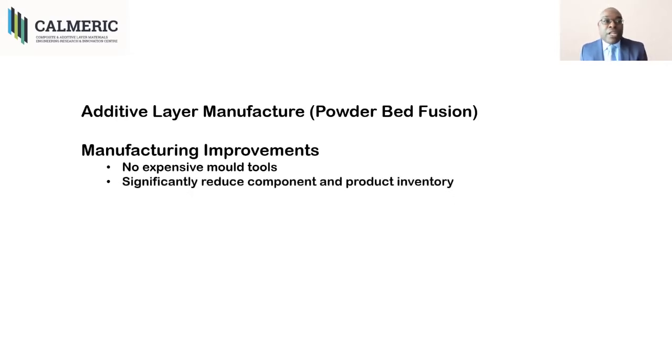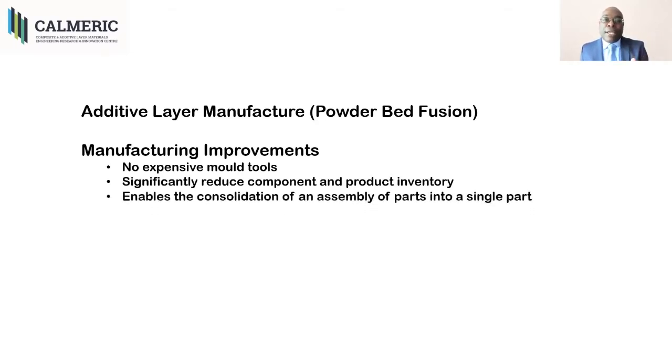We can significantly reduce component and product inventory. And with that point, the way we can do this is that an assembly of parts can be manufactured as one part. So this is the kind of capability that additive layer manufacturing can bring to the table. We can reduce manufacturing ops, so no expensive tool setups, jigs and fixtures. But we can reduce all of that, and in so doing, reduce costs and lead times using this type of manufacturing technology.